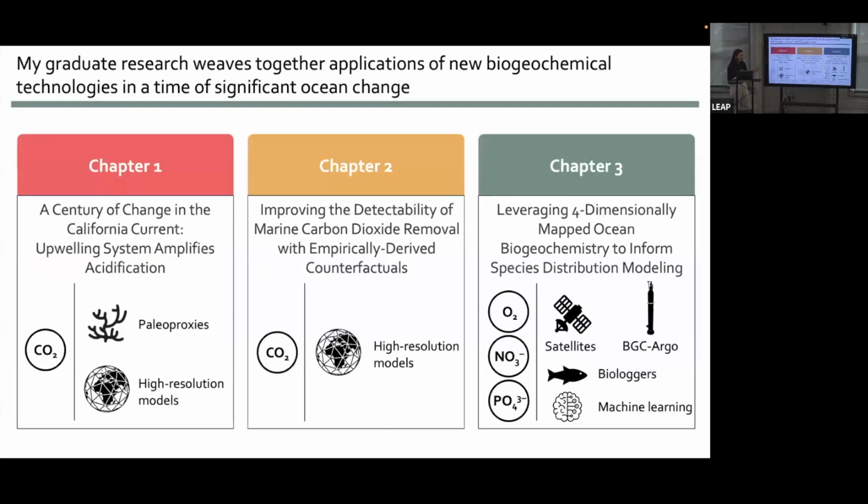So Galen kind of alluded to this a little bit, but over the course of my PhD at UW, I had the opportunity to work across a surprisingly diverse set of topics, from reconstructing past ocean acidification using paleoproxies to determining the detectability of marine carbon dioxide removal to modeling distributions of fisheries.